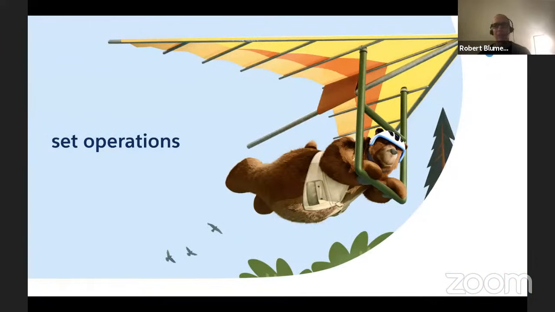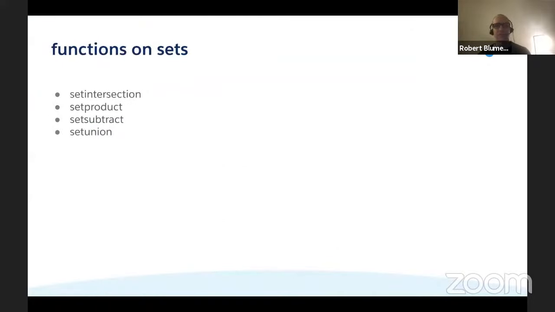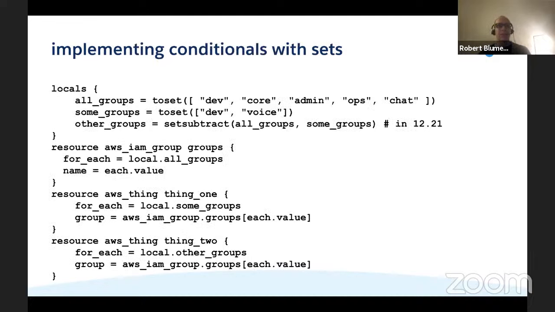Moving on, the next big feature set is set operations. There are functions available on sets, and you can use them to do some cool stuff that might not be immediately obvious. In this example, suppose I want to do one thing with some elements of a list and something else with other elements. So we have our groups, all groups, and some groups, which is a subset of all groups, and now you can get the other distinct subset by using setsubtract. So I'm going to create a group for all groups. For members of some groups, I'm going to do one thing, and for other groups, I'm going to do another thing. This is essentially if-then-else implemented using set functions.